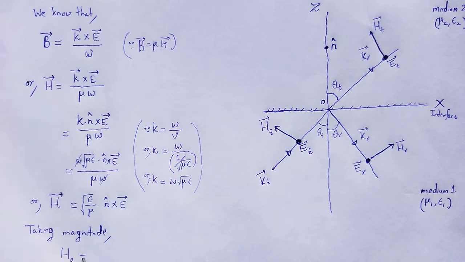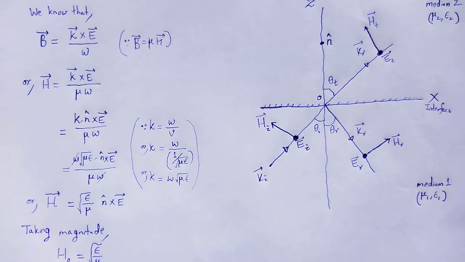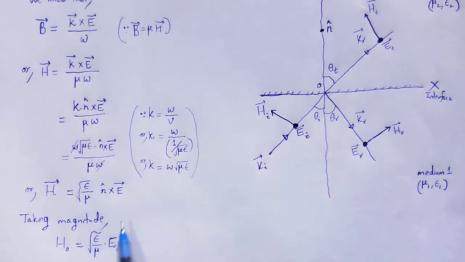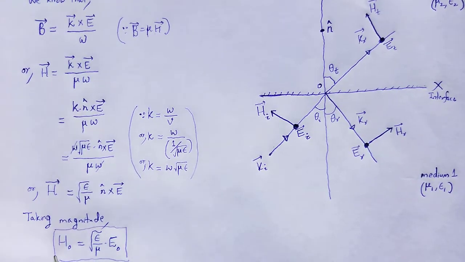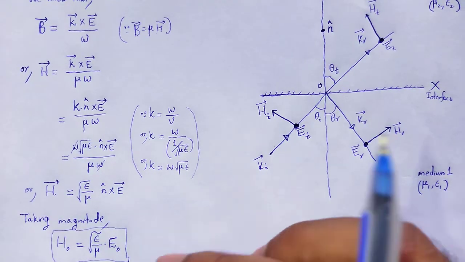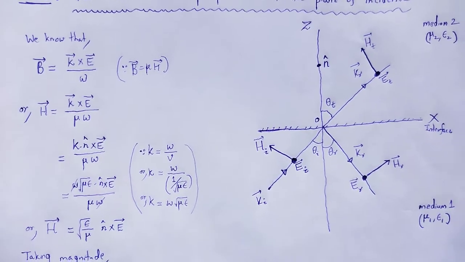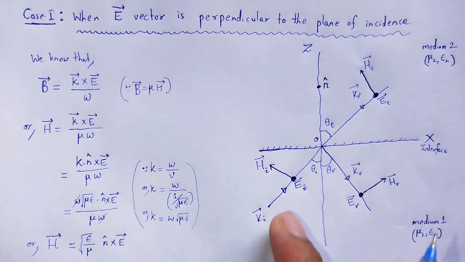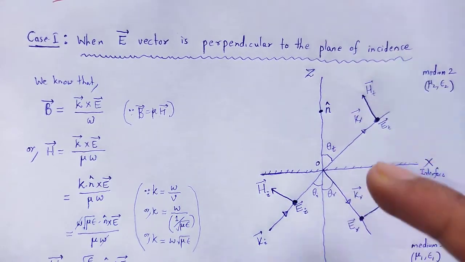H0 is equal to epsilon mu under root E0. This is an important relation between the H vector and the E vector. That relation is used in upcoming equations. Okay. Let us come to that picture. As we assumed, the E vector is perpendicular to the plane of incidence.